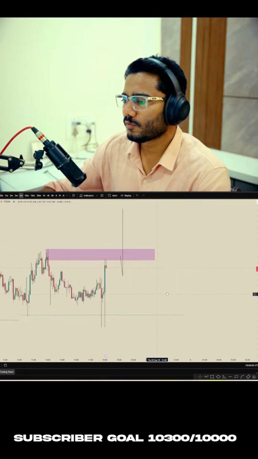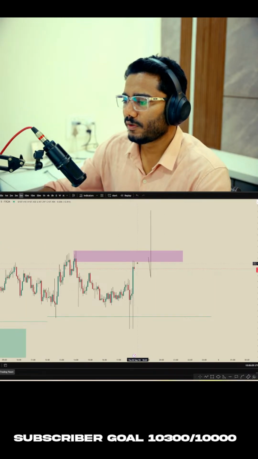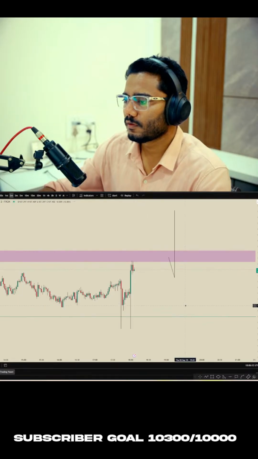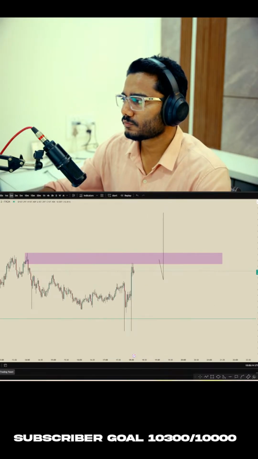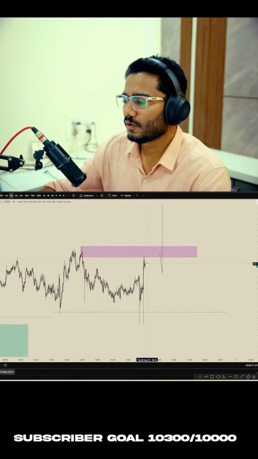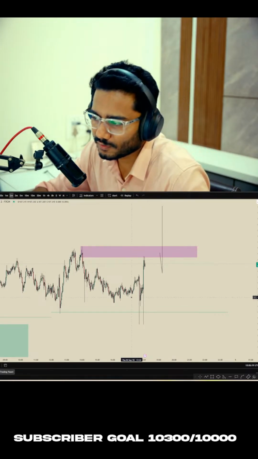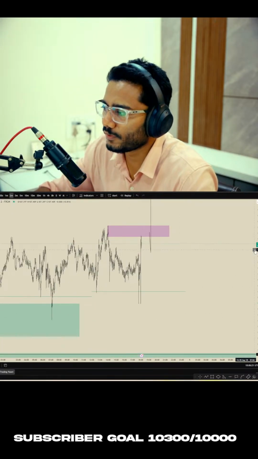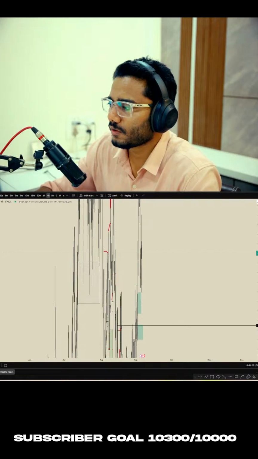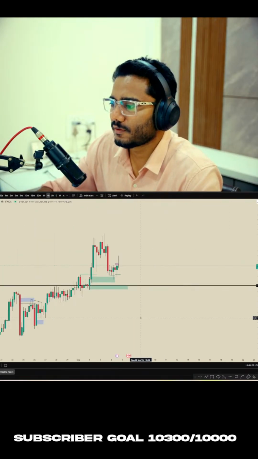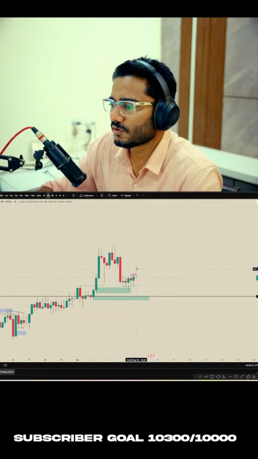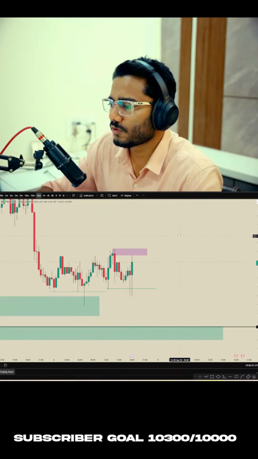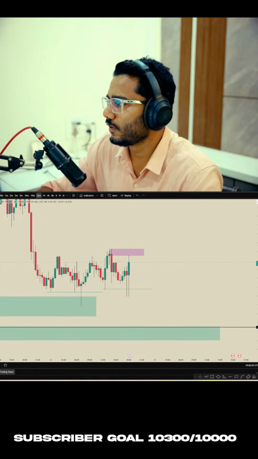CADJPY looks perfect for me. It took out the liquidity and it's continuing to the upside, so it's rejecting from this area. We can look for sell, but it's very risky, I think, because it has taken the liquidity. And if you look at 4 hour, the structure is to the upside. We can see this 4 hour candle took out the liquidity and it's continuing. So we want to catch this move when it goes to the upside.